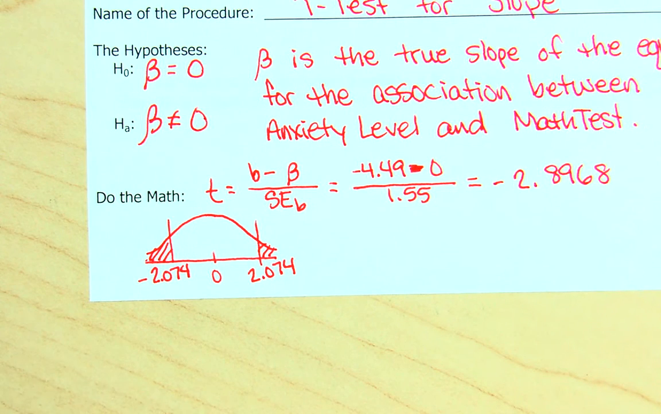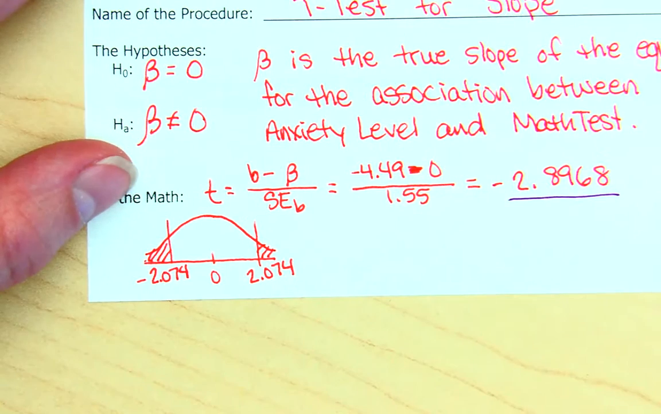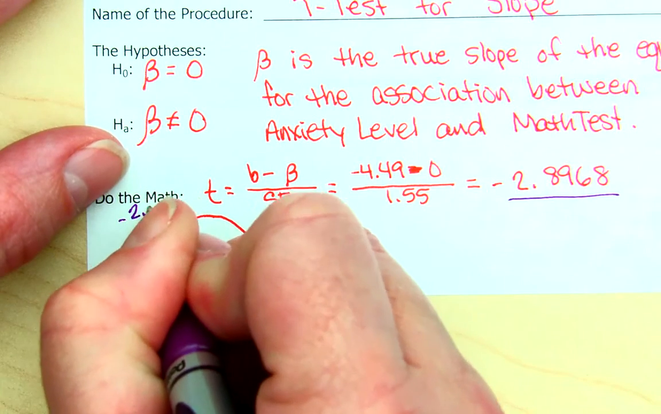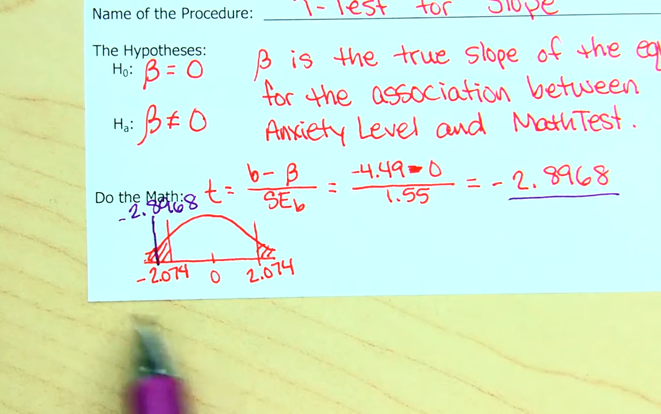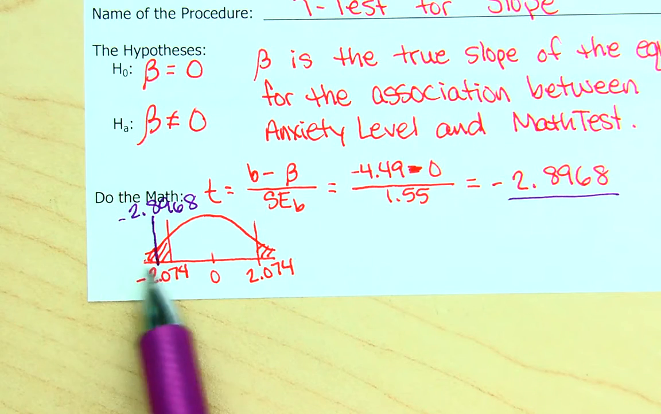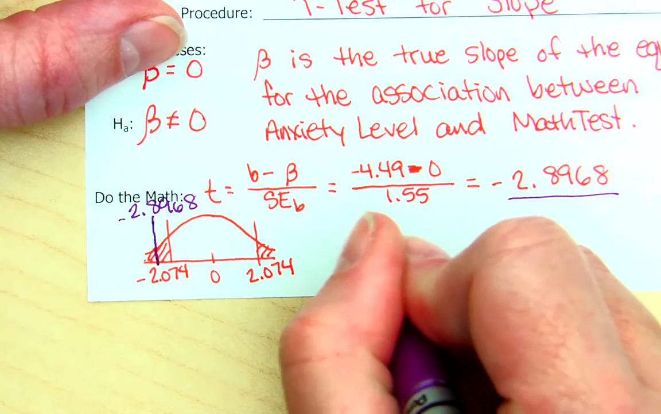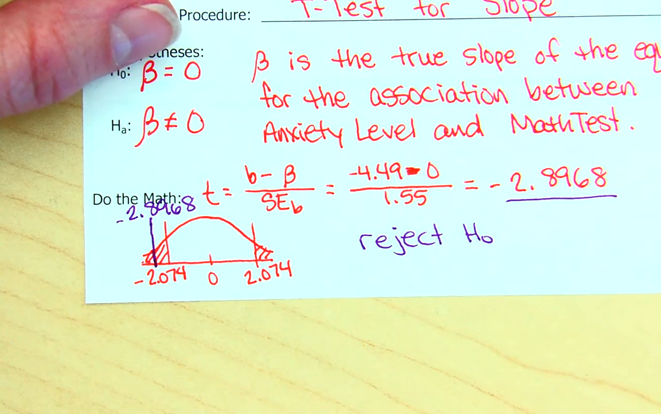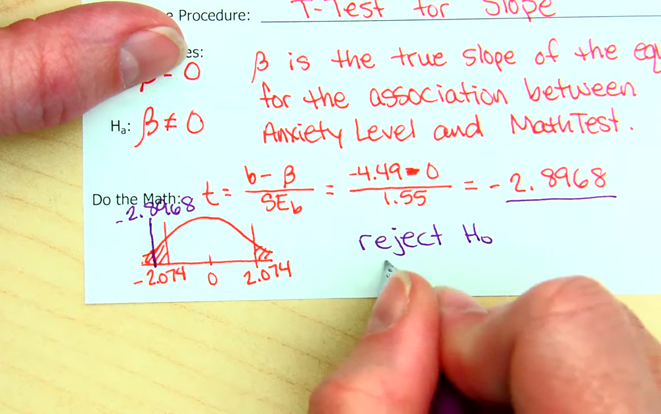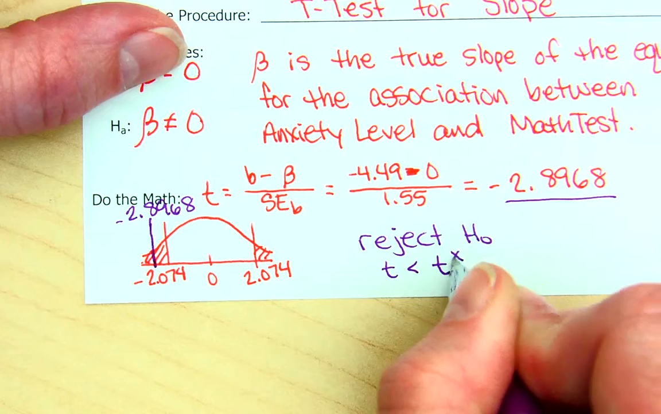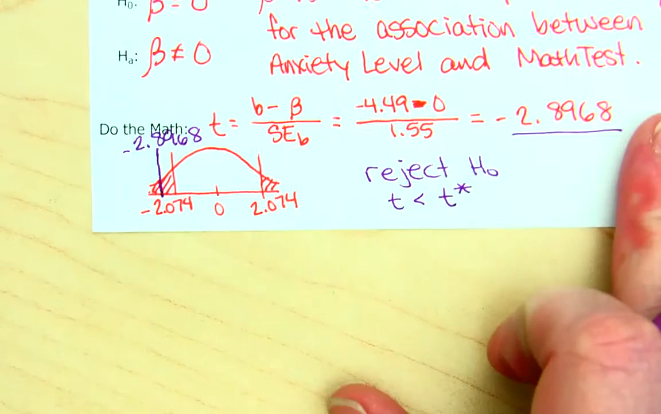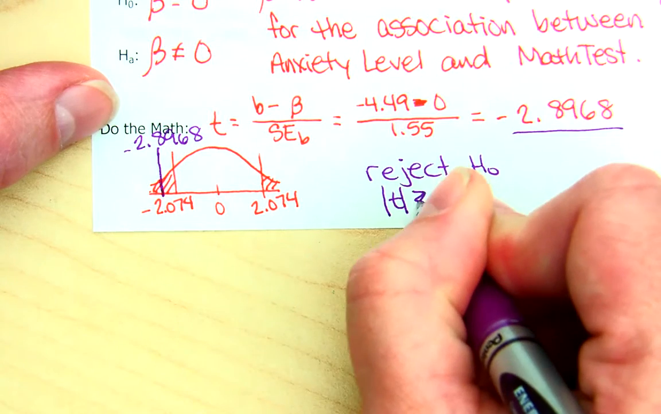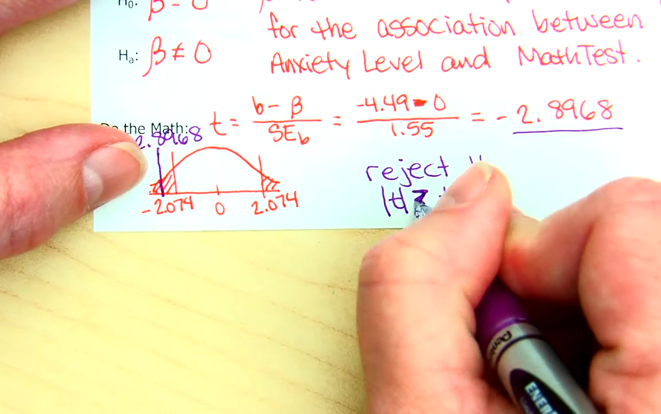We're going to say it's no longer 0 because what we have is so far away from it. So if I think of where this value lies on that number line, it's over here. So this value is out here in the rejection region, so that means we reject H0. This T is less than the T critical value. Or sorry, the absolute value of T is greater than the T critical value. Maybe a better way of looking at it.